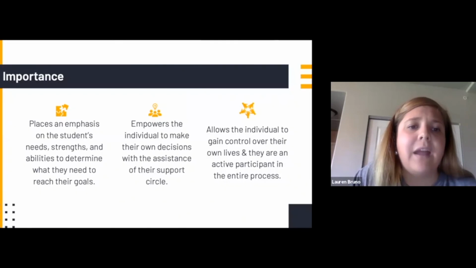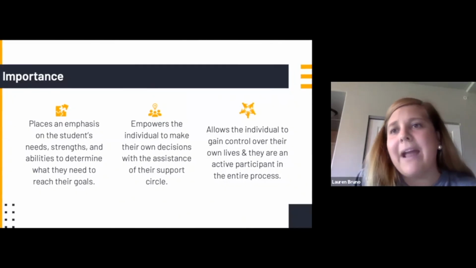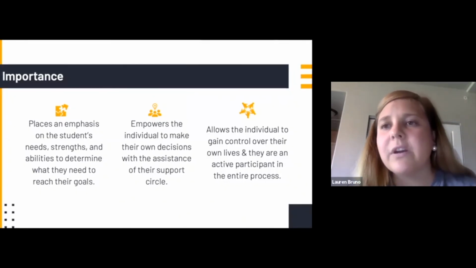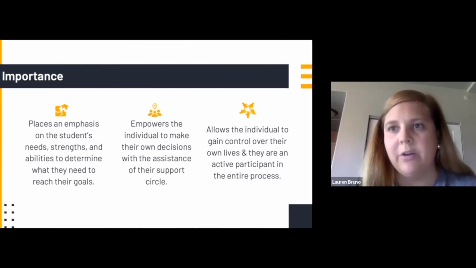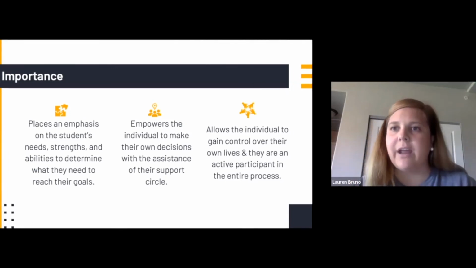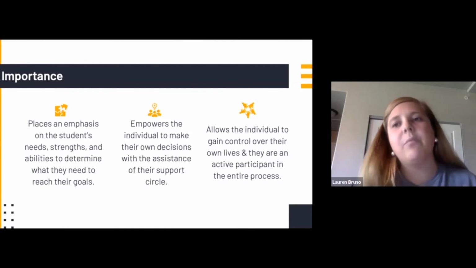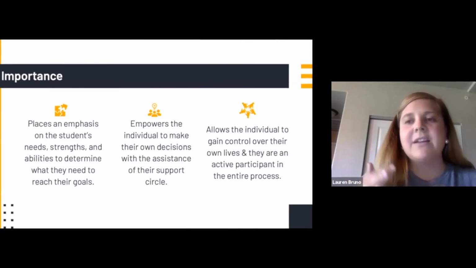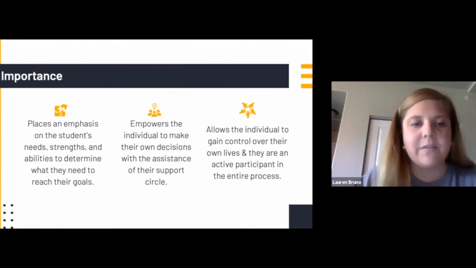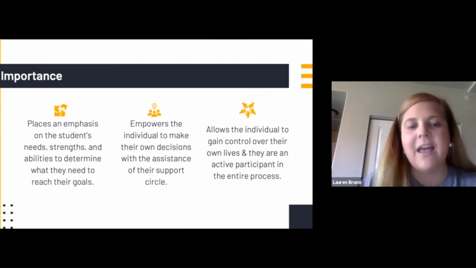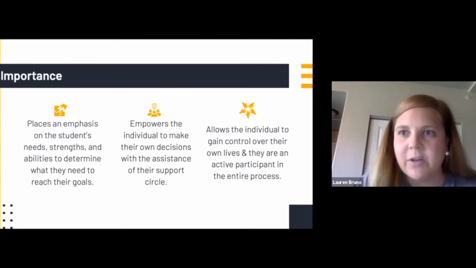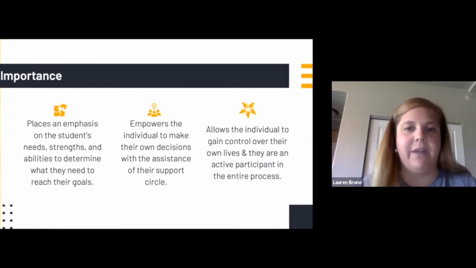And so when we look at why it's important, person-centered planning really is a strengths-based approach. We're looking at what the student currently is really good at doing and the tools they have to be successful in the future, while also then identifying their needs and what is still needed to reach those goals and who can support them in doing that.